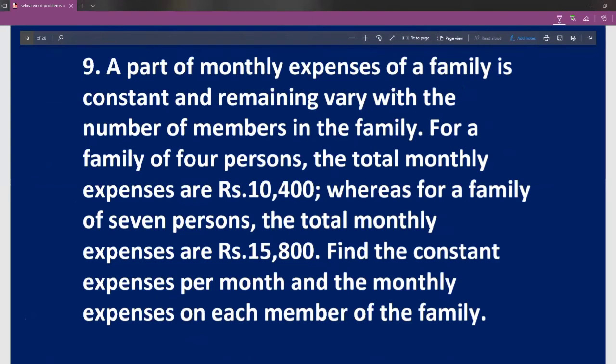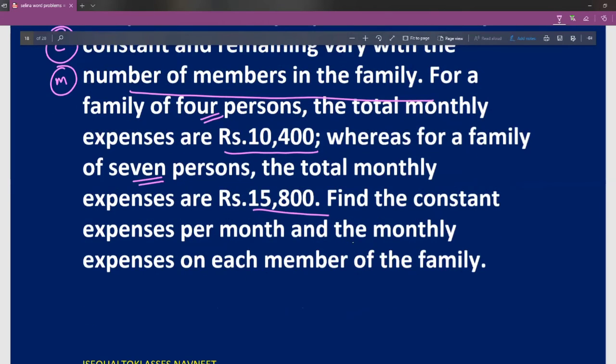Part of monthly expenses of a family is constant. So part of the expense is constant and the remaining part varies with the number of members in the family. Okay. So this part varies with the number of members of the family. For a family of 4 persons, the total monthly expenses is 10,400. Whereas for a family of 7 persons, the total expenses are 15,800. Find the constant expense per month and the monthly expense on each member of the family.